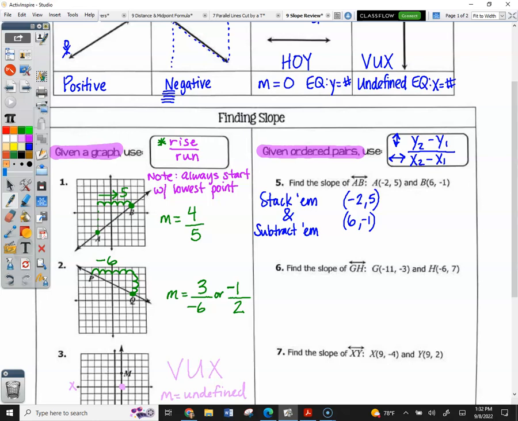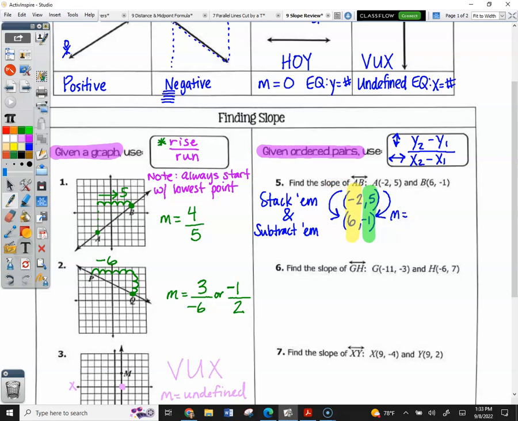Stack them. The reason I stack them is because where are my x's there, and where's my y's? So if you stack them, your mind won't accidentally interchange them. Like the x's go together and the y's go together. Now I'm going to subtract them. Just remember to go this minus this first, then this minus this. Here we go. Slope is.